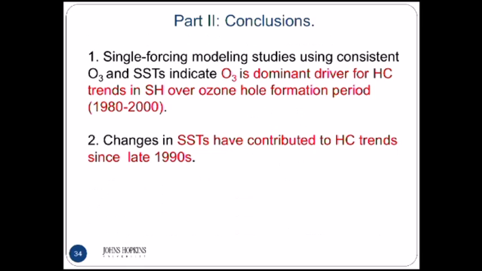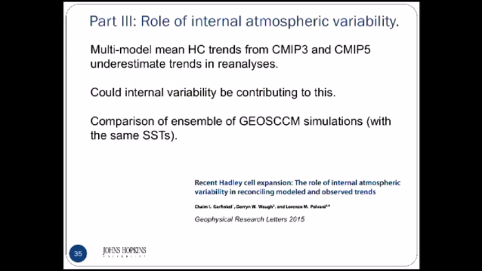Okay. So I would still argue that ozone is a dominant driver, especially over the period when it was changing dramatically. But since 2000, SSTs have contributed more, partly because there's been this change in SSTs and partly because ozone hasn't changed much. Okay, final topic, which actually came up out of doing that analysis, is this issue of internal variability.